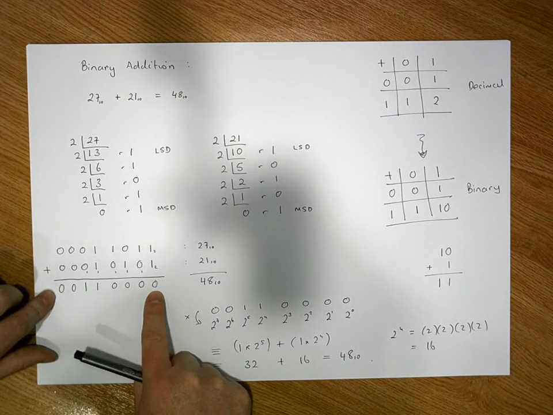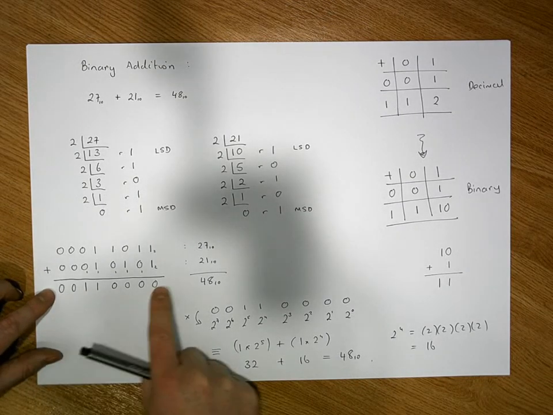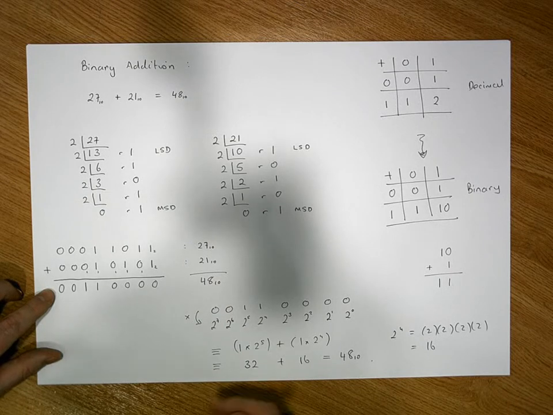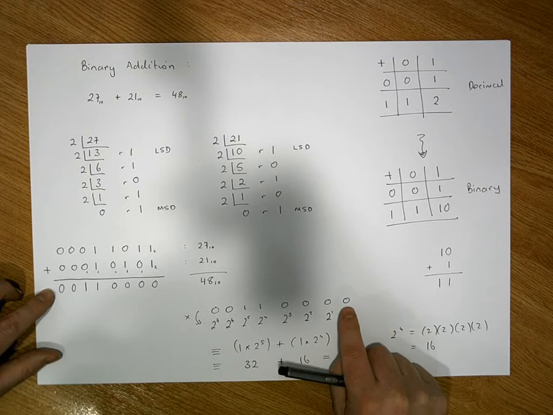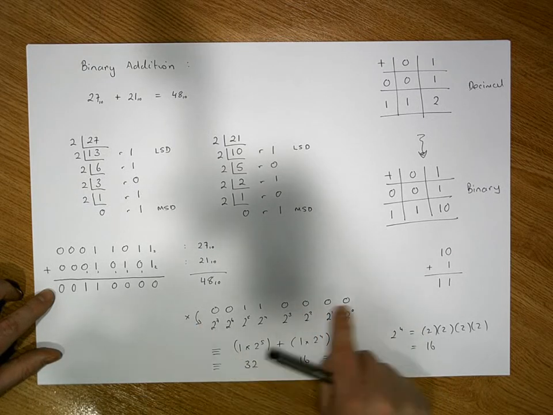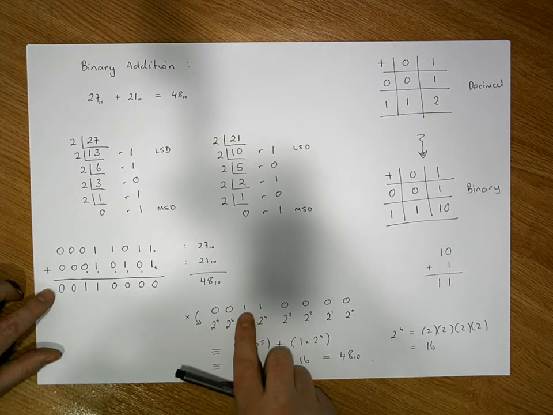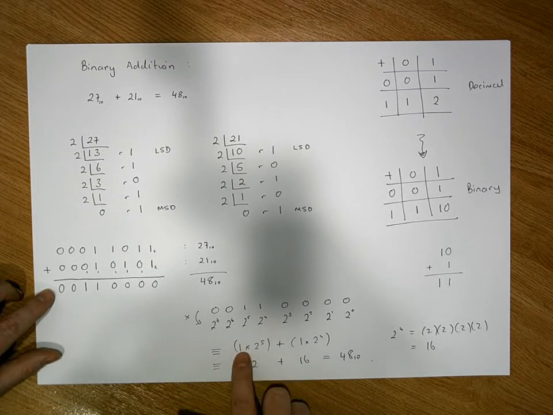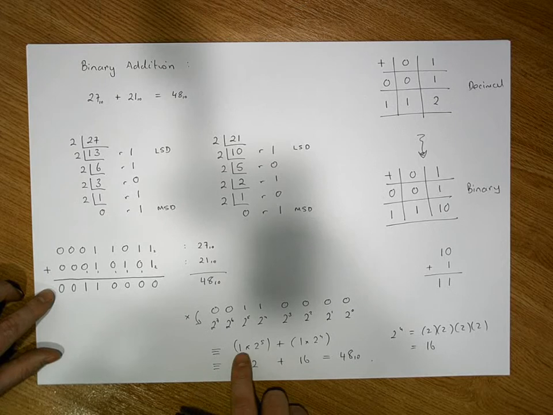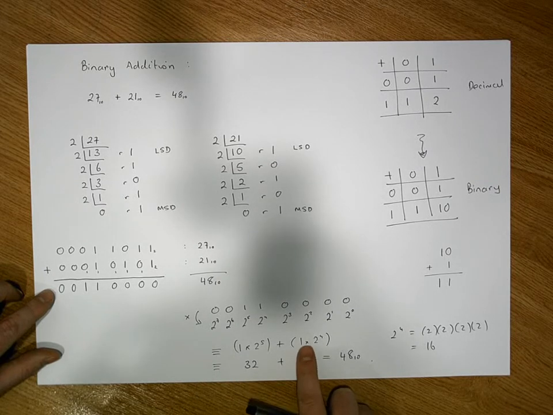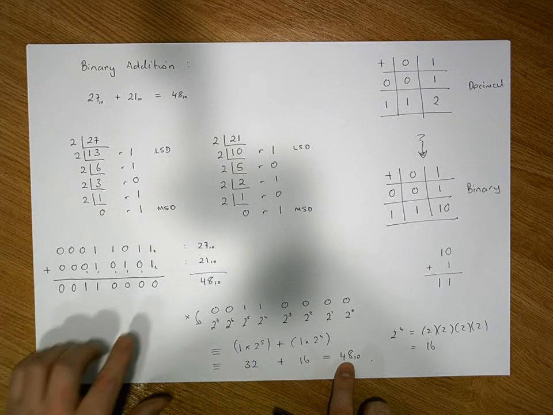Now the question is whether this binary string is equivalent to 48. As I mentioned, each one of these digits in this binary number tells us how many multiples of powers of 2 we have in this positional system. All we have is 1 times 2 to the 5, plus 1 times 2 to the 4. 2 to the 5 is 32, and 32 times 1 is 32. 2 to the 4 is 16, and 1 times 16 is 16. 32 plus 16 gives us 48. So that was just our sanity checking.